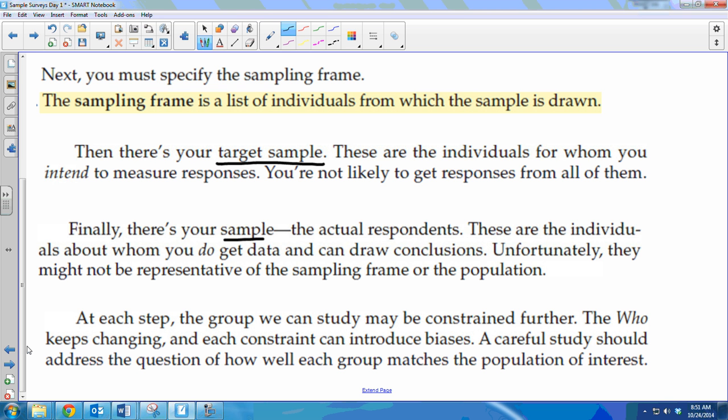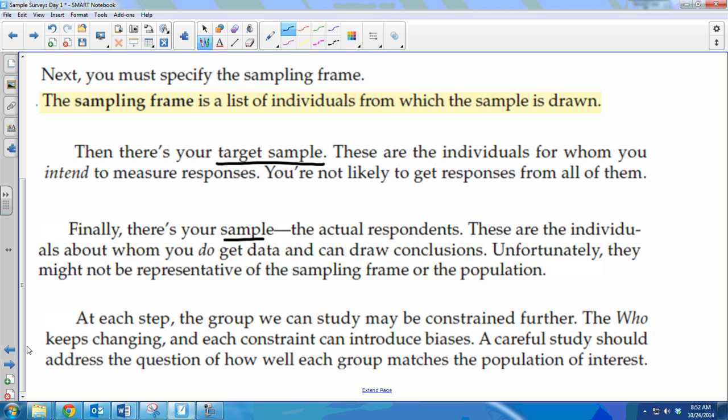Every time you do a survey, something's going to happen. Someone's not there, someone gets sick, right? Generally something's going to happen, just human nature. So you have to keep in mind, though, at every one of these levels, are you somehow introducing bias, okay? So by those 4 people not being there, is that going to be biased somehow? Generally, it's not going to be. But if you get these smaller and smaller samples, then maybe you're going to leave out a representative group or something. And then at each step, the group we can study may be constrained further.